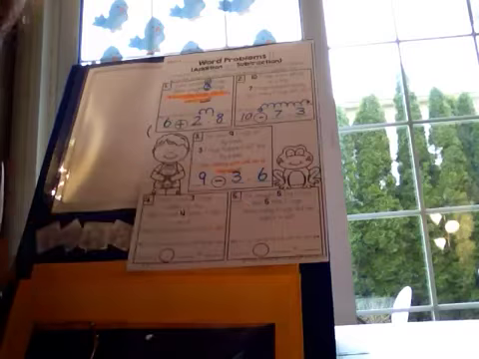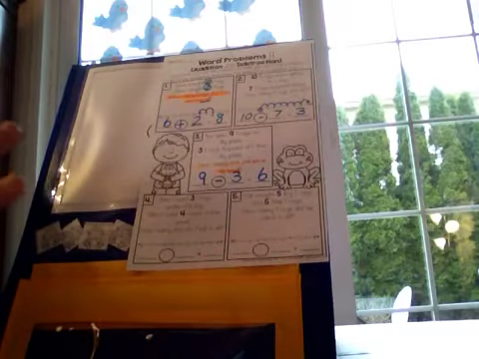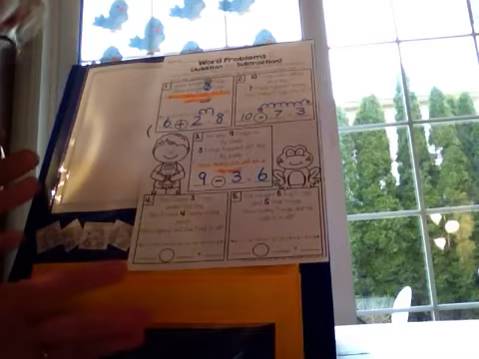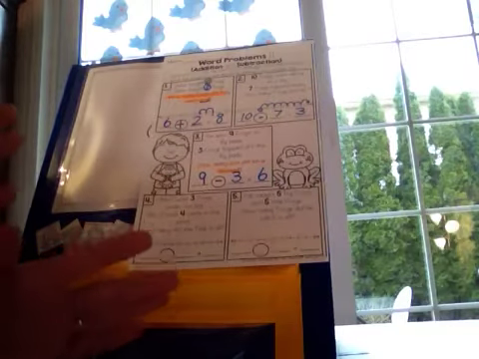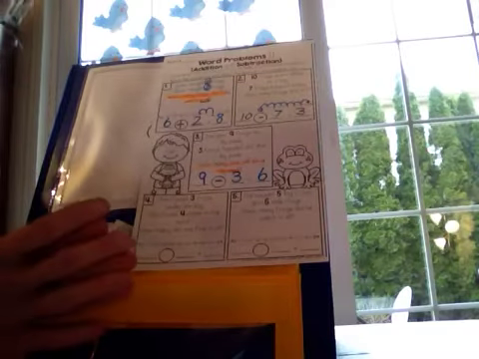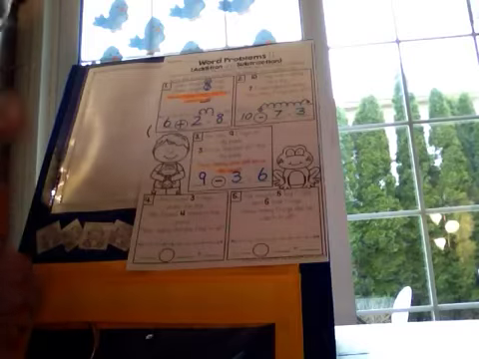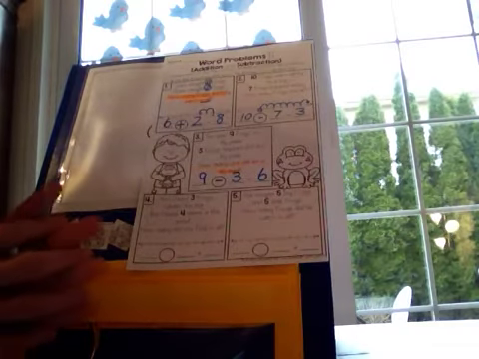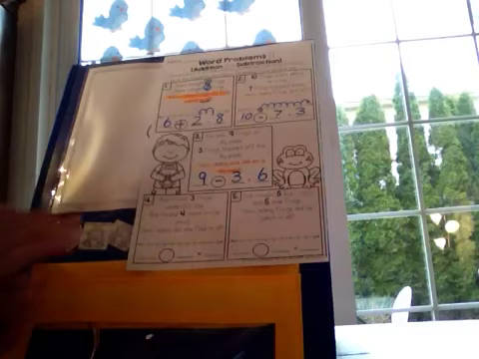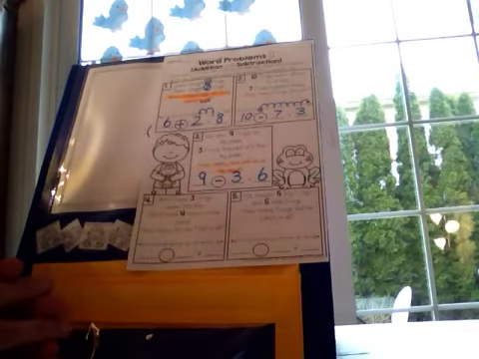Let's see if this one's going to be adding or taking away really fast. Pat caught 5 big frogs and 5 little frogs. Oh, I like how they worked in describing words. How many frogs did he catch in all? Okay, is that going to be adding or subtracting? They said in all. Logan, what do you say? It's adding.